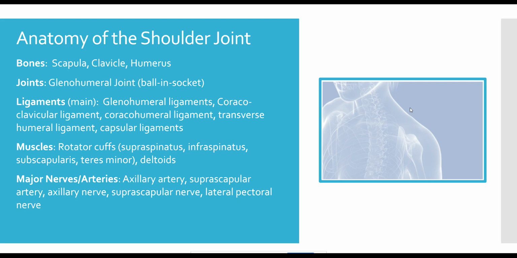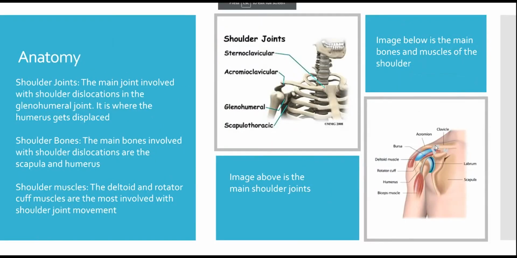The major nerves and arteries of the shoulder joint are the axillary artery, suprascapular artery, axillary nerve, suprascapular nerve, and the lateral pectoral nerve. Here's some pictures to describe what I just said. It shows the shoulder joints, the shoulder bones, and the shoulder muscles.